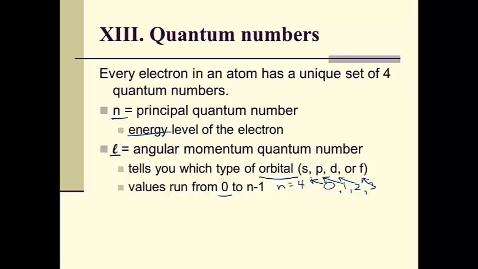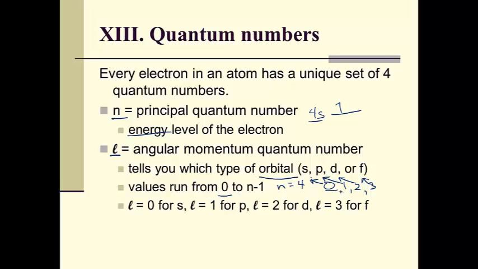So if the electron were in a 4s orbital, our first number would be the energy level, 4. Our second number would be the type of orbital, so we'd be picking 0.